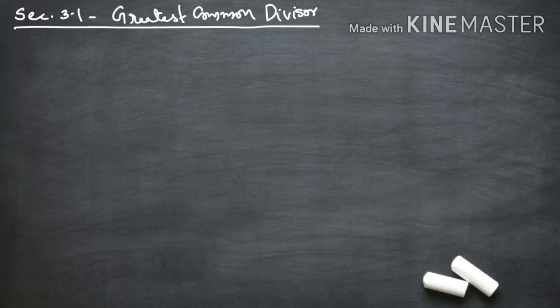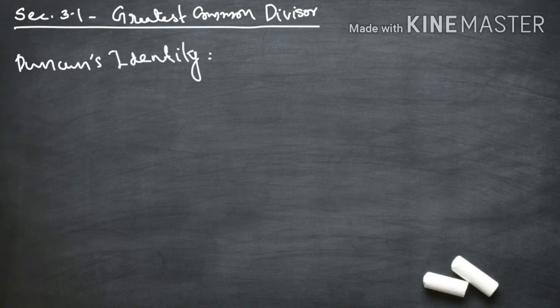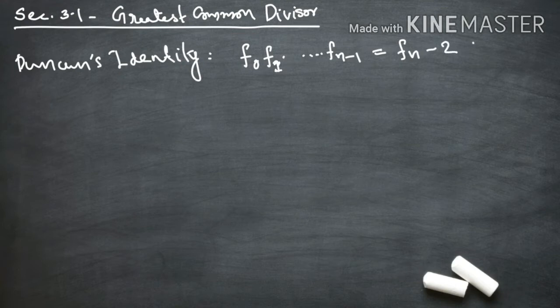In this lecture, we will discuss the important property of Fermat numbers, which is known as Pólya's theorem. In the last lecture, we have already proved one lemma, which is known as Duncan's identity. The identity was the product of first n Fermat numbers, f0 times f1 times f2 times etc. times f(n-1), is equal to fn minus 2, where n is greater than or equal to 1. So using this lemma, we are going to prove Pólya's theorem.